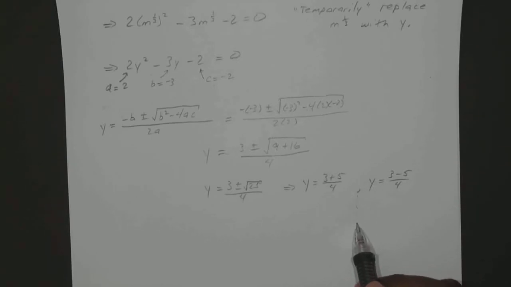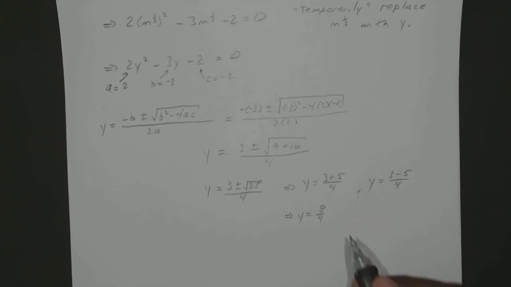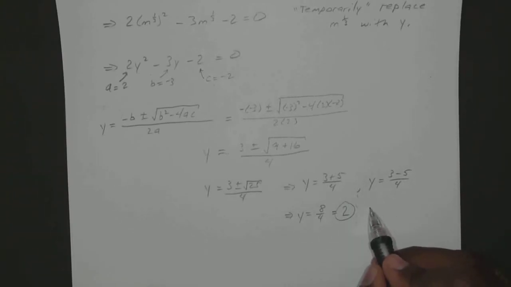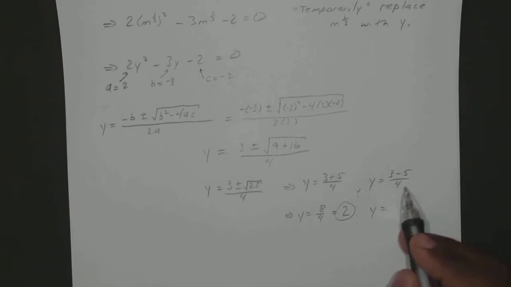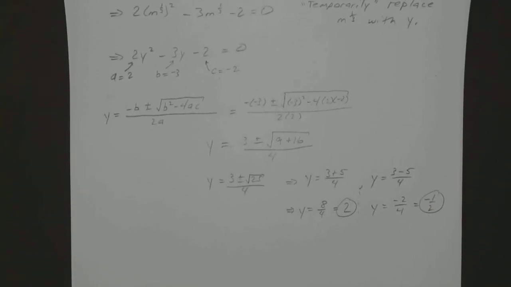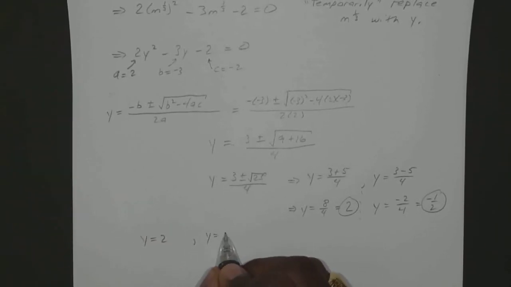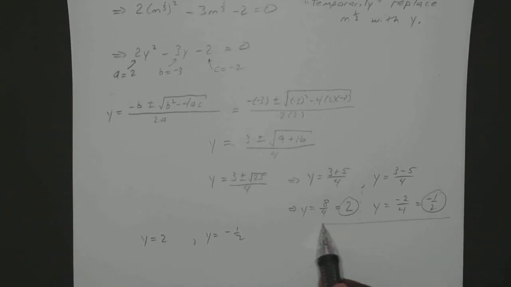Okay, so here, if y is equal to 3 plus 5 over 4, that means y is equal to 8 over 4, which is 2. Or y is equal to 3 minus 5, which is negative 2 over 4, which is negative 1/2. Okay, so we have y equals 2 and y equals negative 1/2. Kind of separate that a little bit.